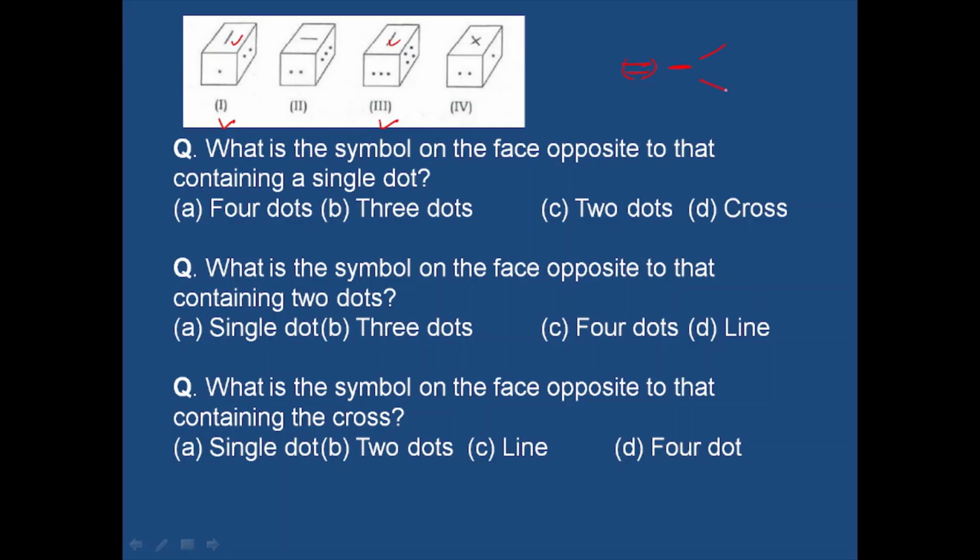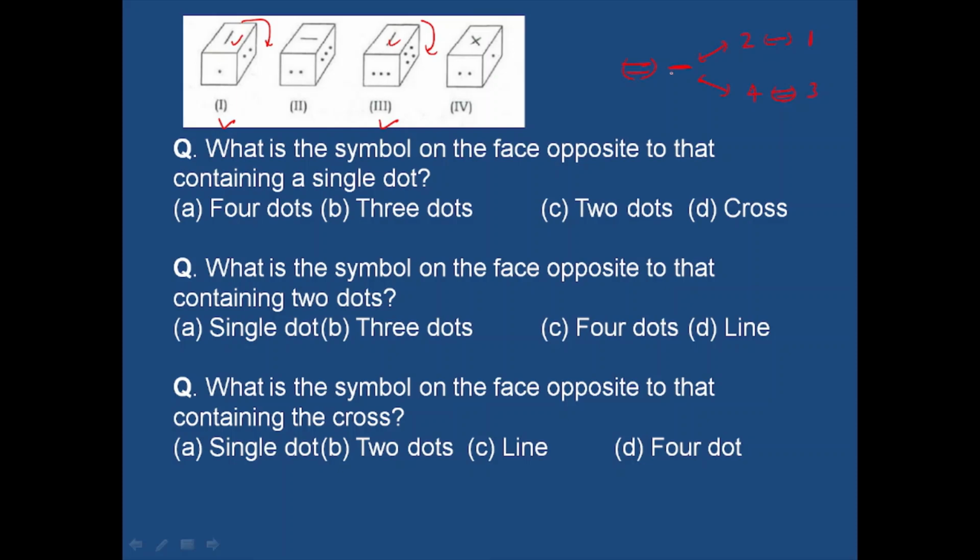Now in these two selected positions, if we move clockwise, then after this single line, it will come 2 dot and 1 dot. This is 2 dot and then 1 dot. Now if we move in the same direction clockwise in this position, then after this it will come 4 dot and then 3 dot. It will come 4 dot and then 3 dot.